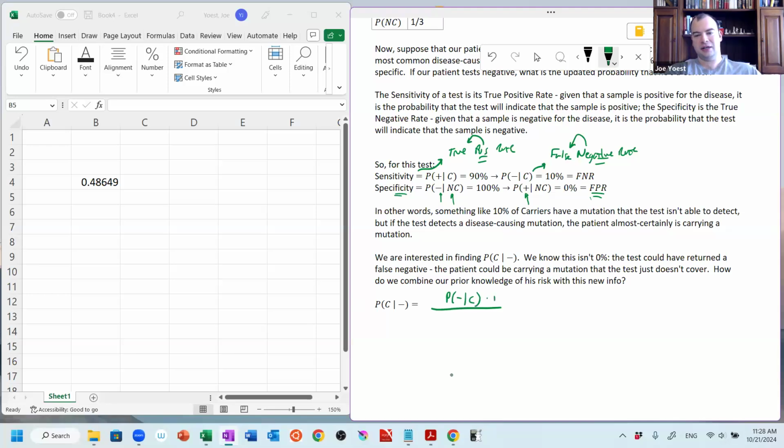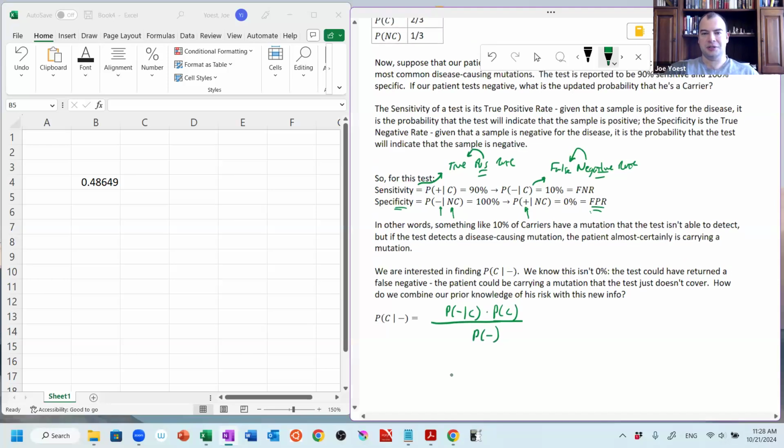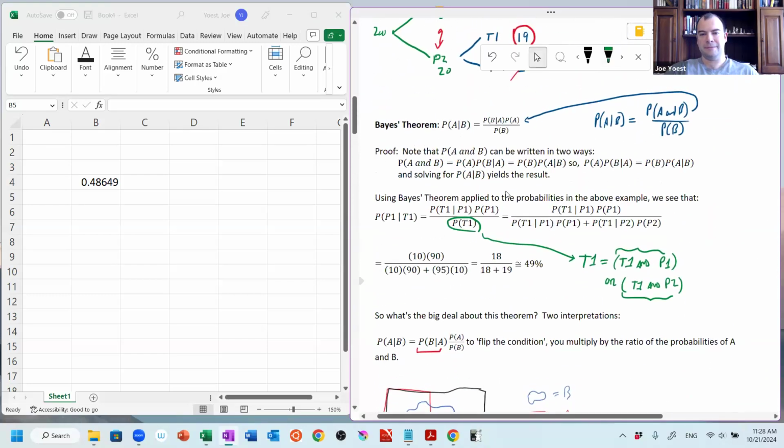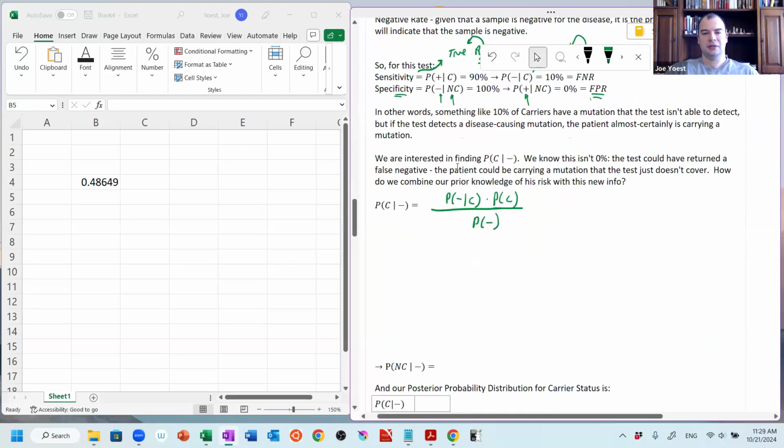Probability of negative given carrier times probability of carrier over probability of negative. Right, this is just Bayes' theorem up here. So I'm looking for probability of carrier given negative. So A is carrier and B is negative test result. Those are my two events down here.